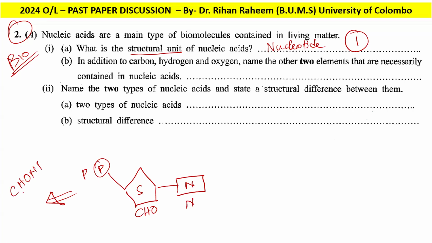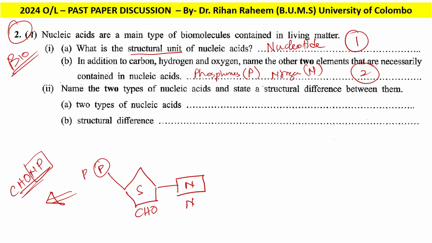CHO, N and P. In addition to carbon, hydrogen, oxygen, name the other 2 elements that are essential to contain. Here see, phosphorus and nitrogen. Name it. Phosphorus, P and nitrogen, in 2 marks.